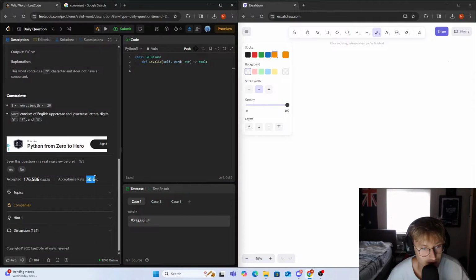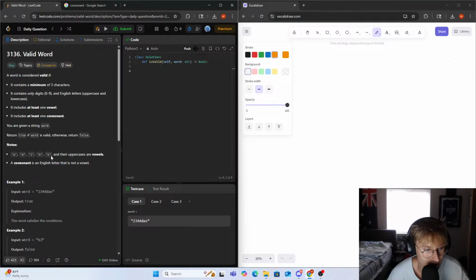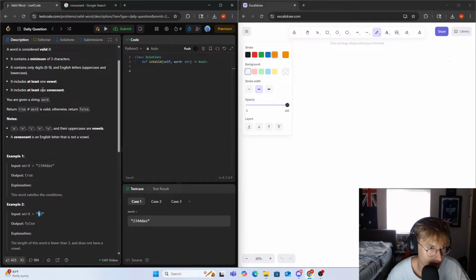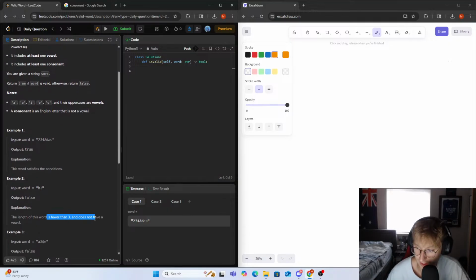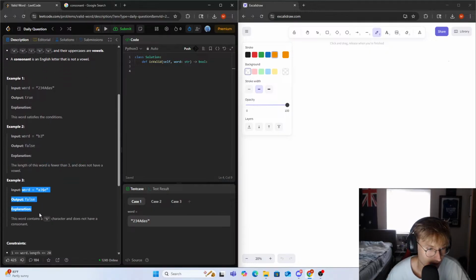I don't know why this has a 50% acceptance rate. I feel like there's probably something that I'm missing here. It contains a minimum of at least 3 characters. It contains only digits 0 to 9 and English letters, uppercase and lowercase. Okay. It includes at least one vowel. One consonant, right? So this here we return true. We return false here because we need a minimum of 3 characters. We only get 2. Fewer than 3 does not have a vowel. False. This word contains a $ character and does not have a consonant.